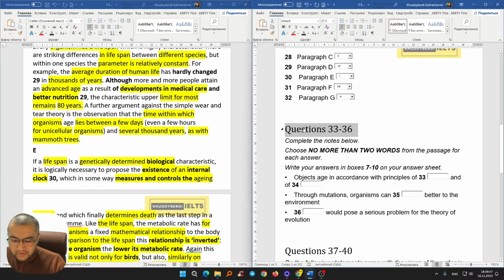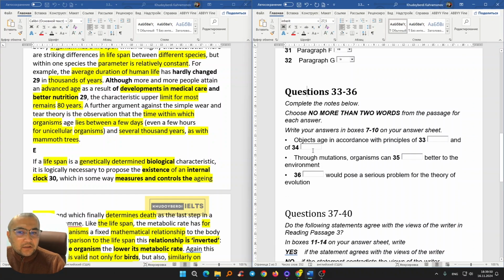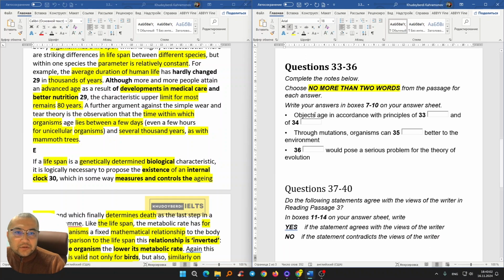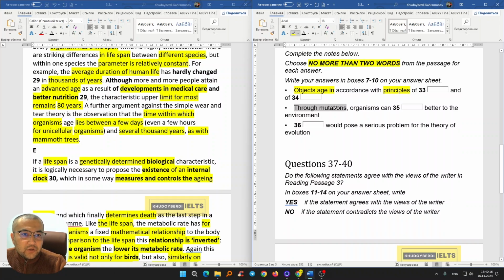And if you just pay attention, we have word choice like sentence completion, no more than 2 words. This is really essential for us to know how many words we can use. Objects age in accordance with principles of something and something. So it's talking about two principles, right? And through mutations, organisms can something better to the environment.